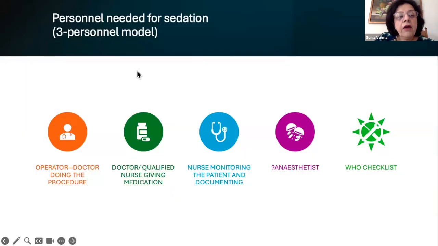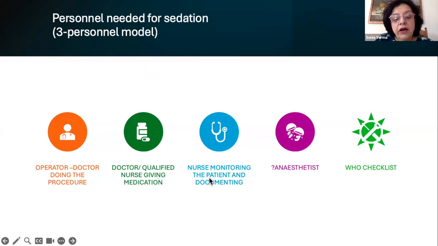We say that there should be a 3 personnel model of people in the room. There should be a doctor who is doing the procedure. He's not responsible for giving sedation. The person giving sedation is either a qualified nurse or another doctor who will then give little by little in increments and titrate the dose.